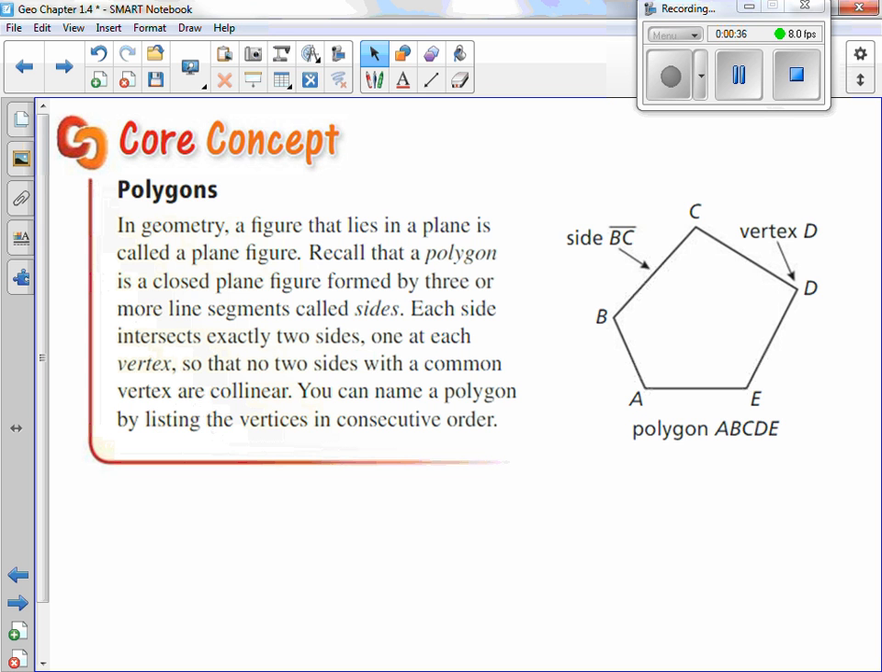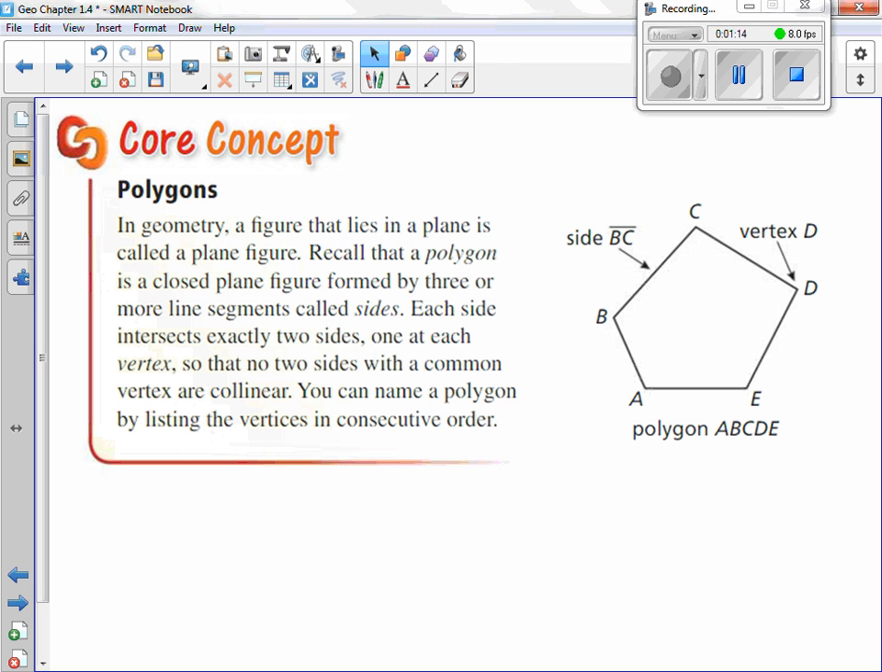So what is it? It's a closed figure. A polygon is a closed figure with 3 or more sides. That's it. The rest of it is more of a mathematical explanation. But really, a polygon is a closed figure with 3 or more sides. Now, where those sides meet, they meet at a vertex. A vertex is the point where 2 segments meet on a polygon. It's called a vertex. Okay?